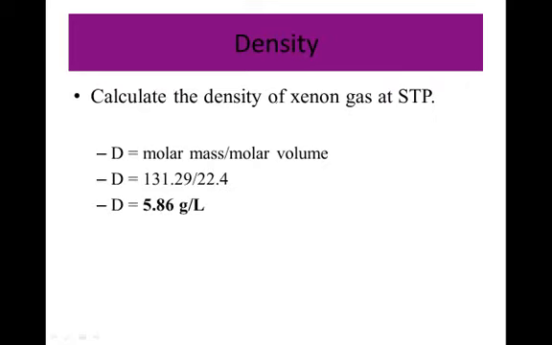So if we wanted to calculate the density of xenon gas at STP, our equation is density equals molar mass divided by molar volume. So I would look up on the periodic table the mass of xenon, which is this 131.29. I would then divide by the molar volume, and at STP it's 22.4. When I divide those two numbers, I got 5.86 grams per liter, which is the density at STP. So that should explain a little bit about STP.